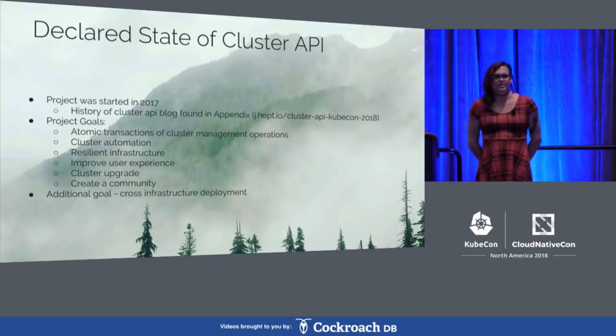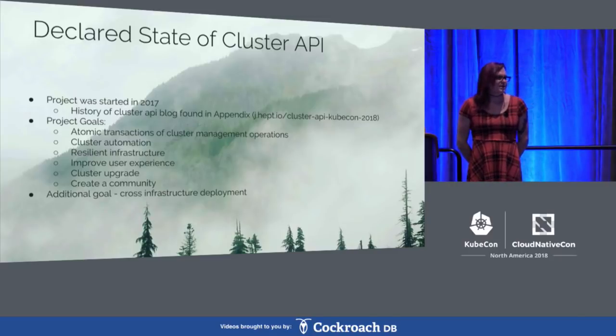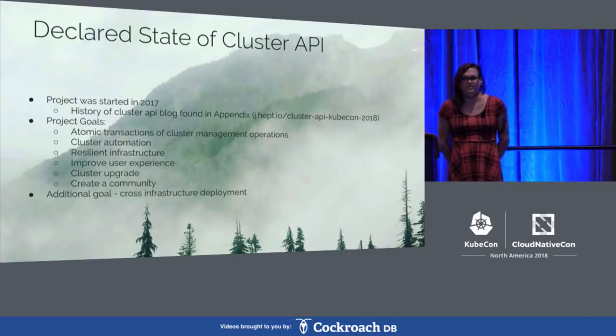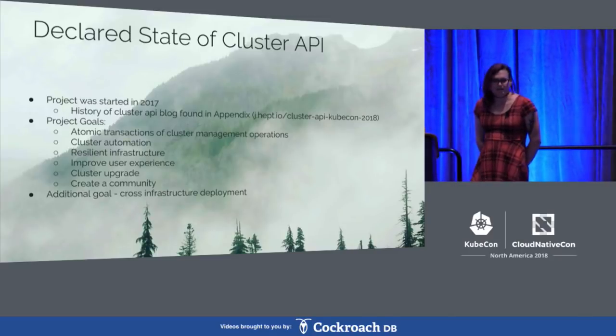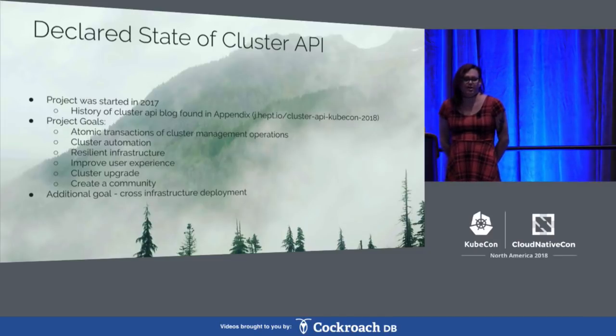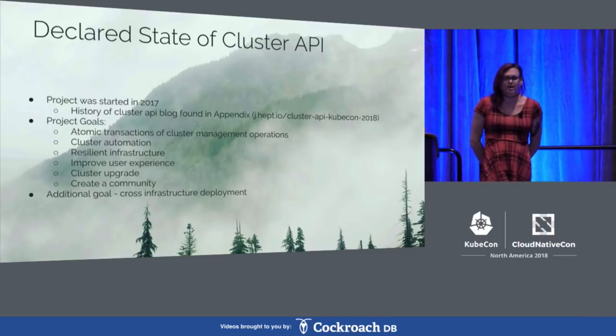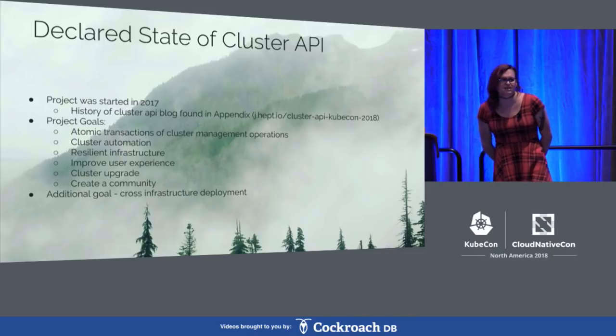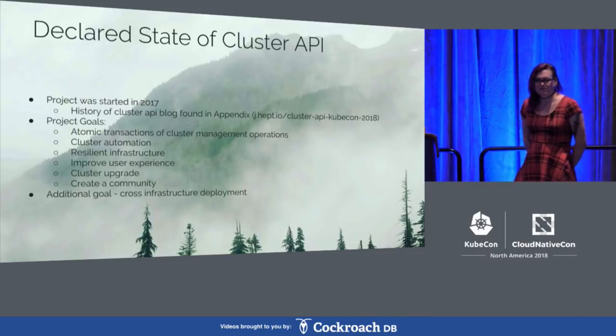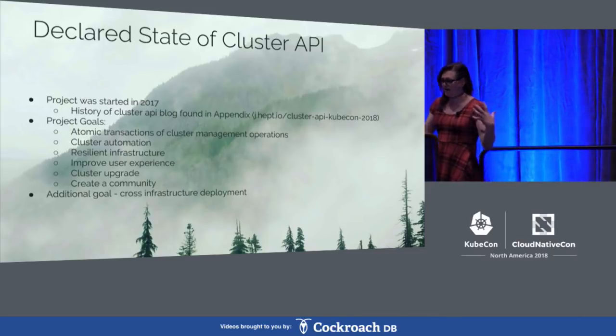And last but not least, we wanted to create a community. We had a lot of small communities that were all sort of fighting each other, and we hope to bring people together today to work on this. Last but not least, we have one last additional goal, which is cross-infrastructure deployment. This was the original promise of Kubernetes in the first place, to be cloud agnostic. We want to bring that to infrastructure. So that's the cluster API in a nutshell.